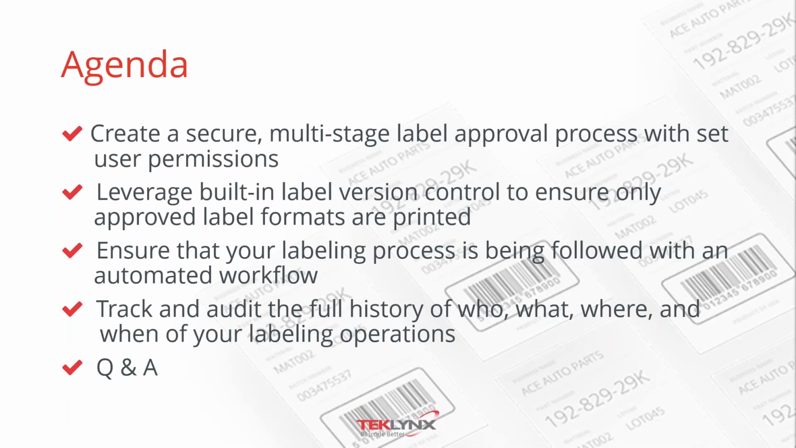So now with the housekeeping out of the way, take a quick look at the agenda here. We're going to be looking at Label Archive and how can we accomplish all of these things within our labeling process. So creating an approval process with user permissions, using that in tandem with built-in label version control to make sure that we have the right version being printed all the time, and making sure that process is followed all the time automatically, and being able to look back into that process after it's complete or at a certain point in time to see who, what, where, when is all happening with our labels.